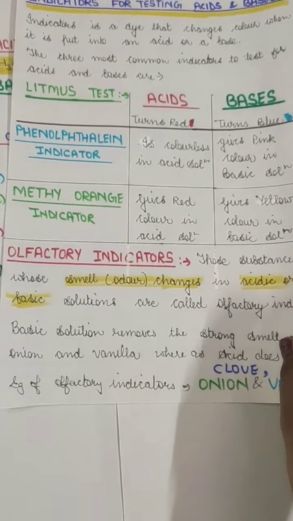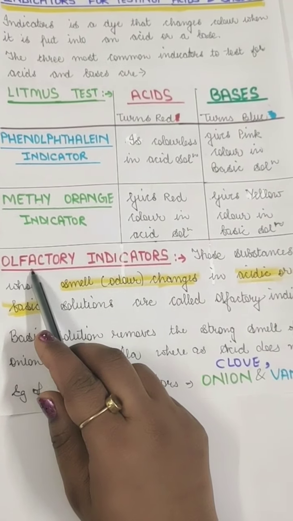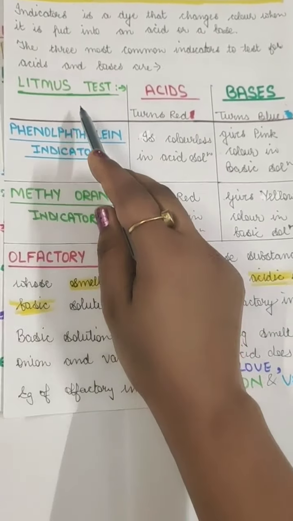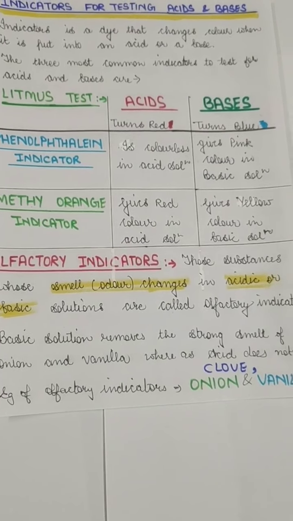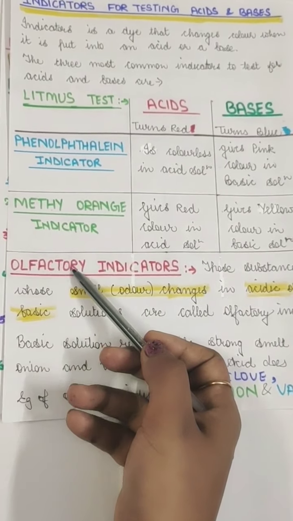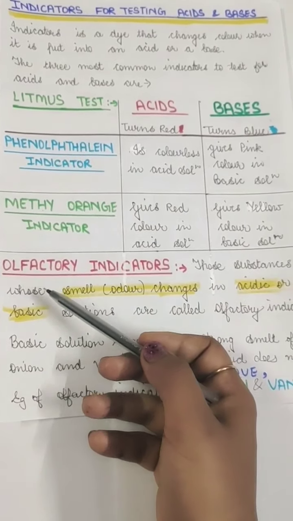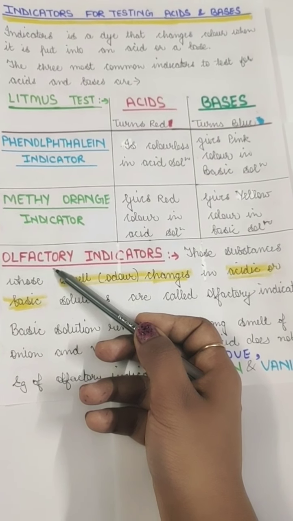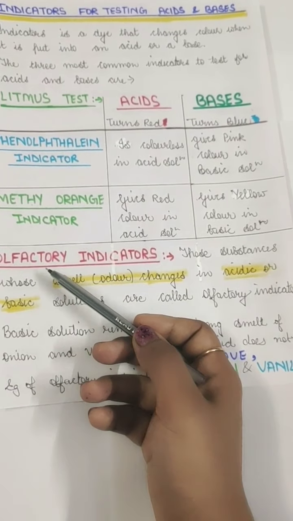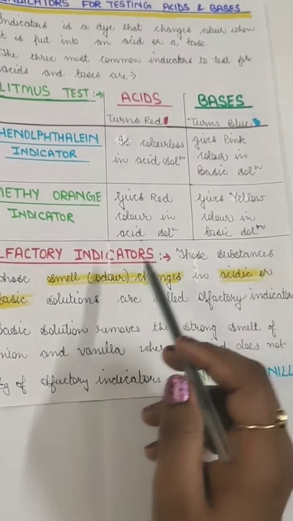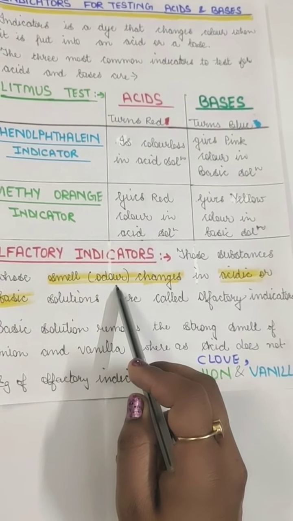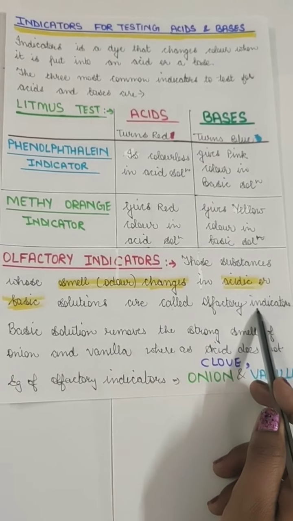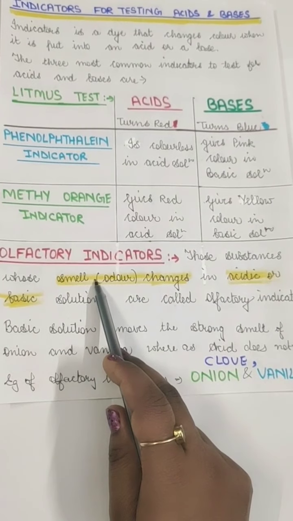Then coming to the olfactory indicators. Olfactory, as the name suggests, are indicators which we will not see with our eyes. These are also natural indicators, some kind of natural indicators which are very common in our houses, and they will change the smell of these compounds. Those substances whose smell or odor changes in acidic or basic solutions are called olfactory indicators. Okay, now this is also an important definition. You should know this.